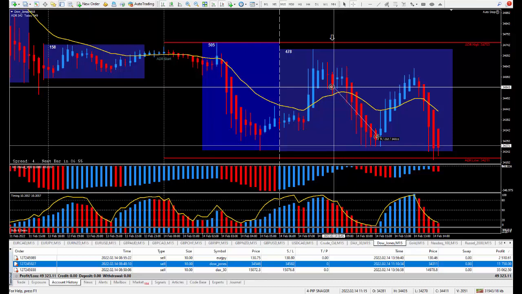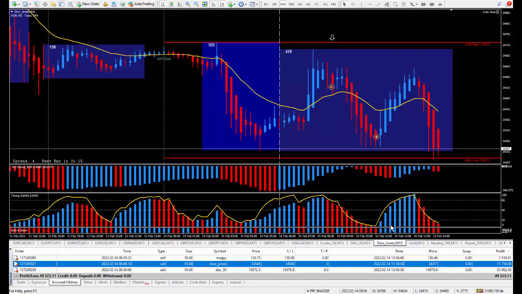I'm going to use a calculator, see if that works out. 232. Looks like it was pretty close. Let's go with the 232 ticks, and that paid out $11,750. Moving right along to the DAX.